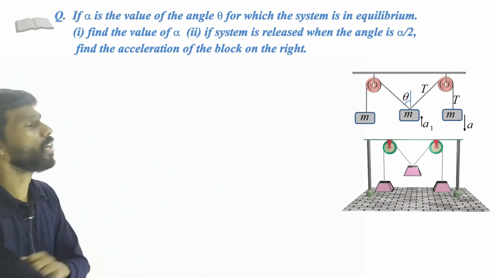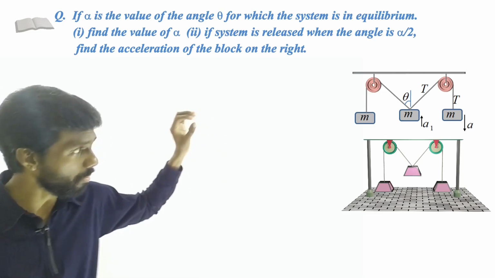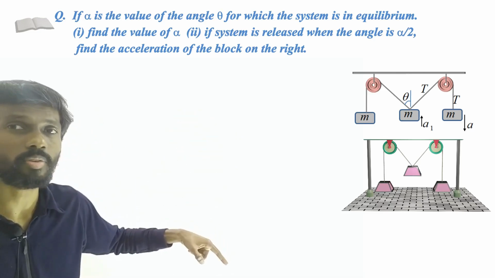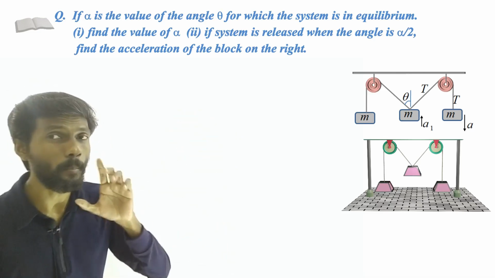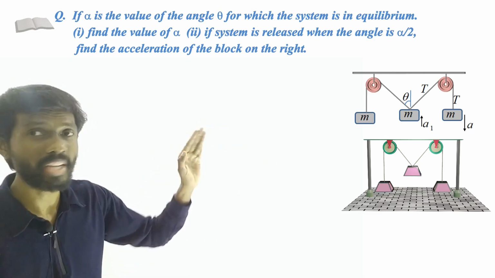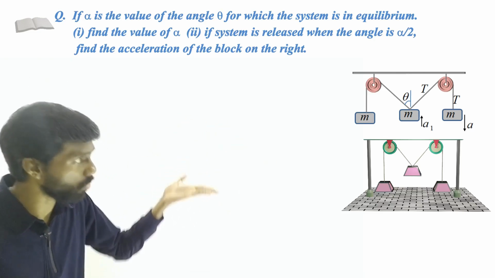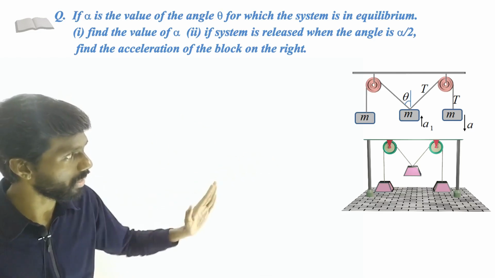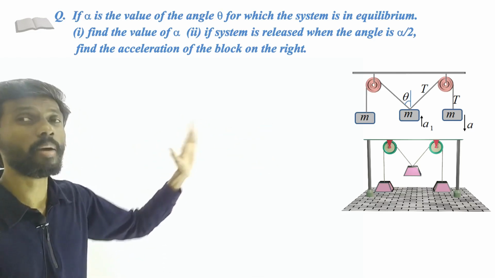Now what are the forces acting on the middle block? That is the gravitational force in the downward direction, and also the components of the tensions on both sides in the vertically upward direction, because the object is moving in the upward direction, but the tension is acting in a different direction. We have to take the components of the tension.